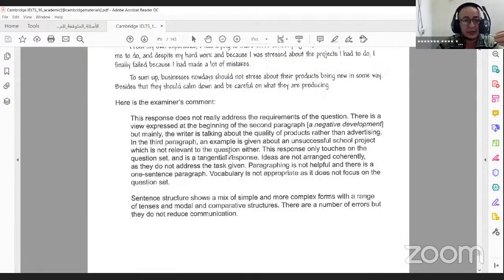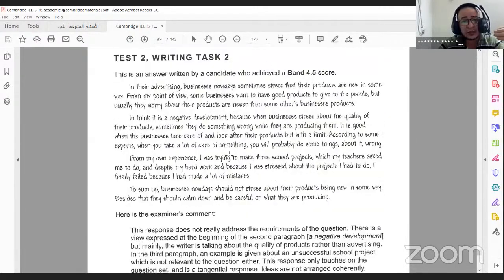The problem is that this piece of writing is not related, is not coherent, is irrelevant to the question, to what they want you to write about. And this is a bigger problem if you do that. So please pay attention to what you write. It's really important. Okay, everyone? It's really important.